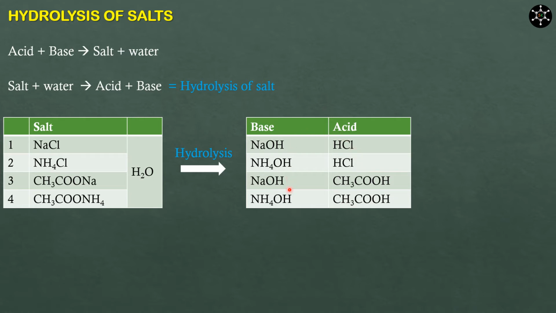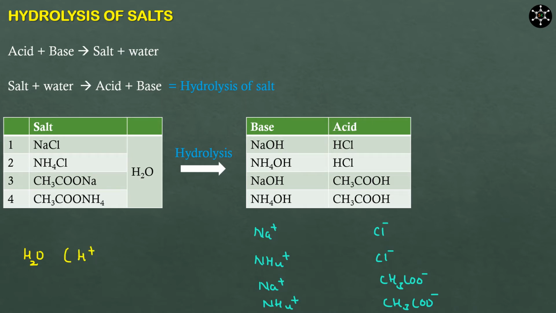To find out the base and acid, we can follow a simple method. First, split the salt. If we split sodium chloride, we will get Na plus and Cl minus. If we split ammonium chloride, we will get ammonium plus and Cl minus. If we split sodium acetate, we will get Na plus and CH3COO minus. Splitting ammonium acetate, we will get ammonium plus and CH3COO minus. We know water is having two components in it.